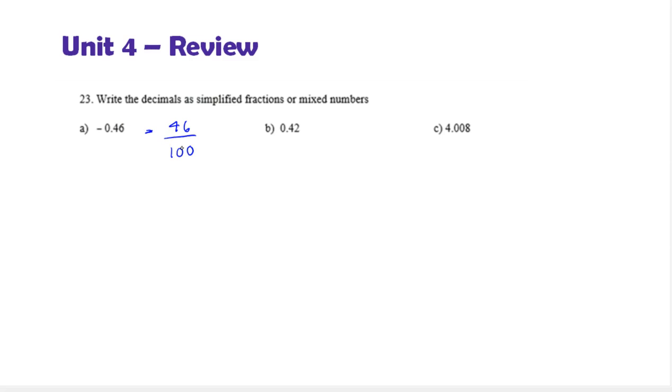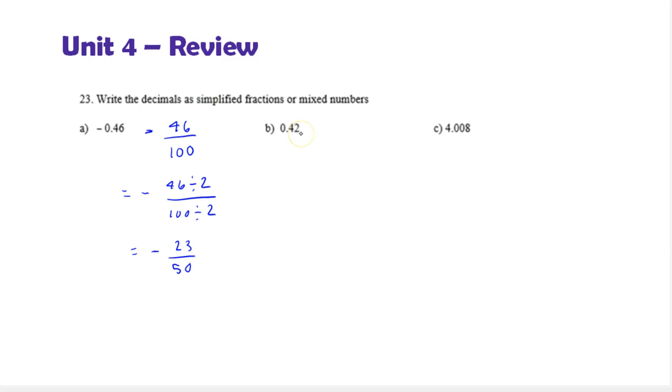Okay, we need to simplify it. The good thing about 100, its prime factors are only 2 and 5, so you just need to check to see if the numerator is divisible by 2 or 5, which it is in this case. It is even, so I'm going to divide by 2, and we have negative 23 over 50. 23 is not divisible by 2 or 5, so it's completely simplified.